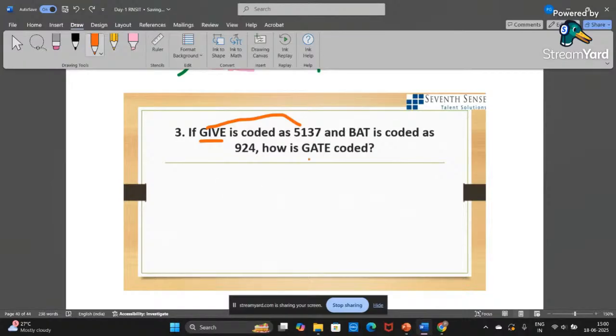So for G, what is the value? Assigned number is 5. For A, where is A? Here, so A is 2. For T, where is T? In bat, there is a T, so it is 4. For E, it is 7. They've given some alphabet, and for that they have assigned some numbers. Based on that, we are getting the code for gate.